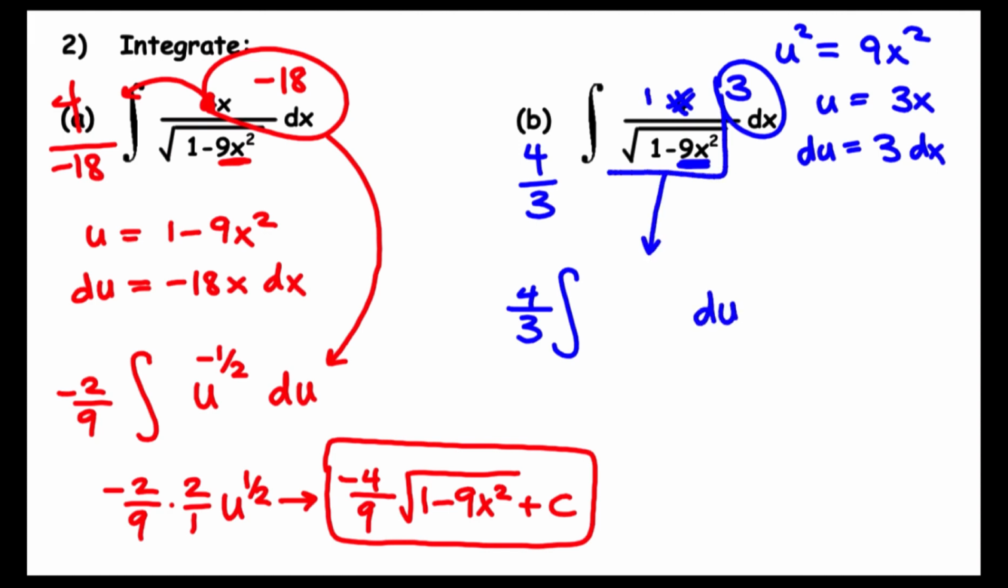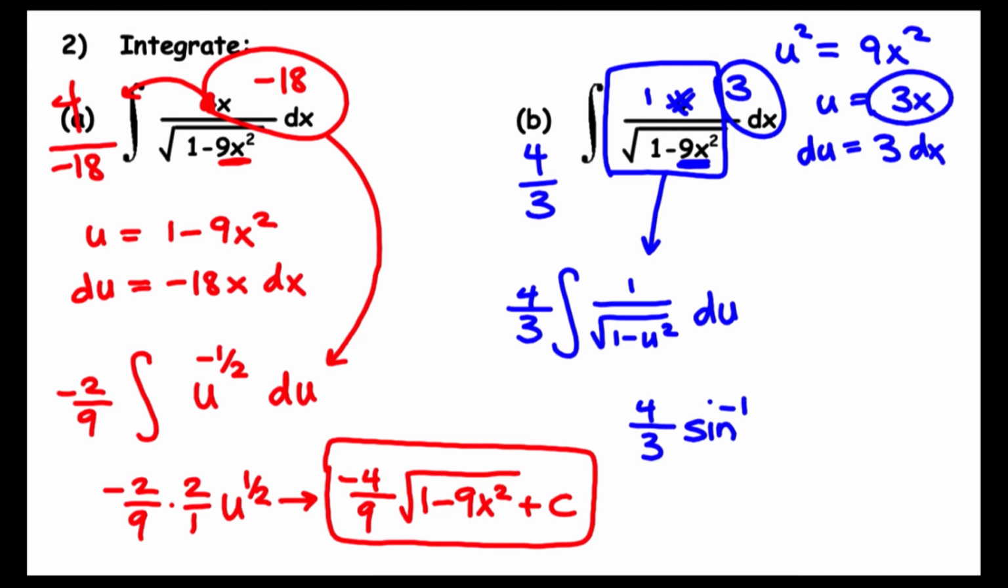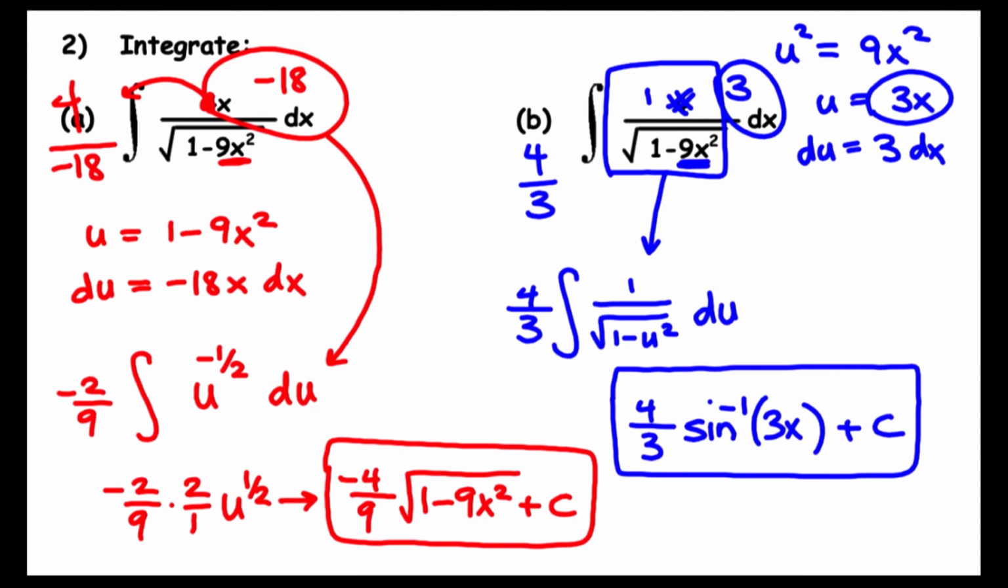The rest of this in the box is 1 over the square root of 1 minus u squared, which we know is arc sine or inverse sine of u. So the answer here is going to be 4/3 inverse sine of u, which is 3x, plus C. And again, almost an identical original problem. The only difference is one little x in the problem, and look at what it does to the answers. So this really tests your knowledge.